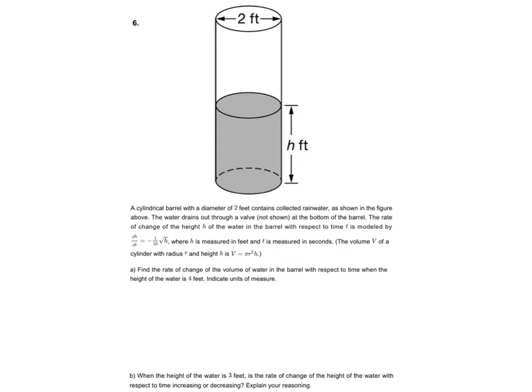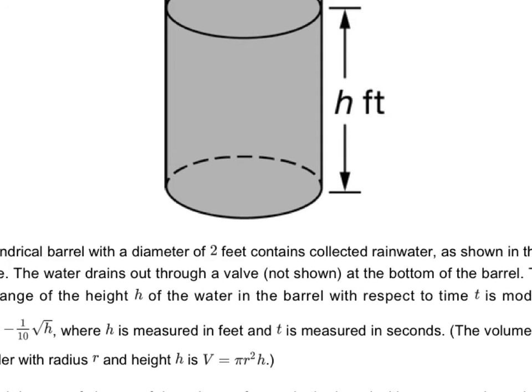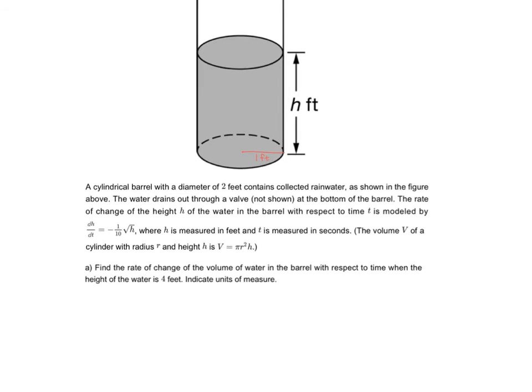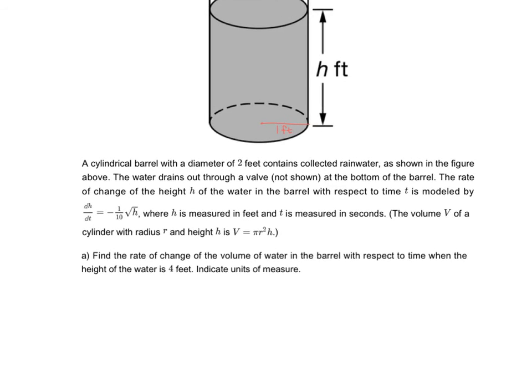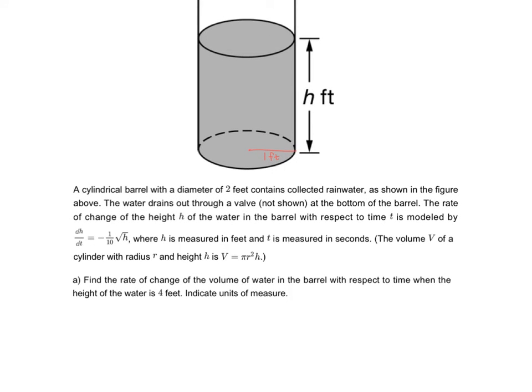All right, next one, cylindrical barrel with a diameter of 2 feet. So that means the radius here is just 1 foot. Mark that. The barrel contains collected rainwater as shown in the figure above. The water drains out through some valve not shown at the bottom of the barrel.